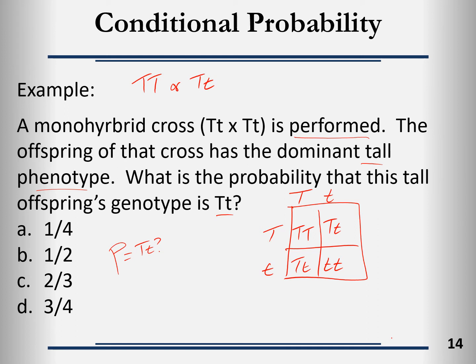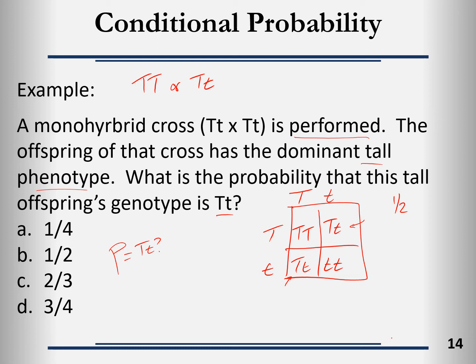Now, we may be tempted to say, well, if I look at the monohybrid cross, the probability of a heterozygote is 1/2. But we would be incorrect in this case. If I had asked, if you do a monohybrid cross, what is the probability that you get a heterozygote? The answer would be 1/2. But that's not the question that's asked.